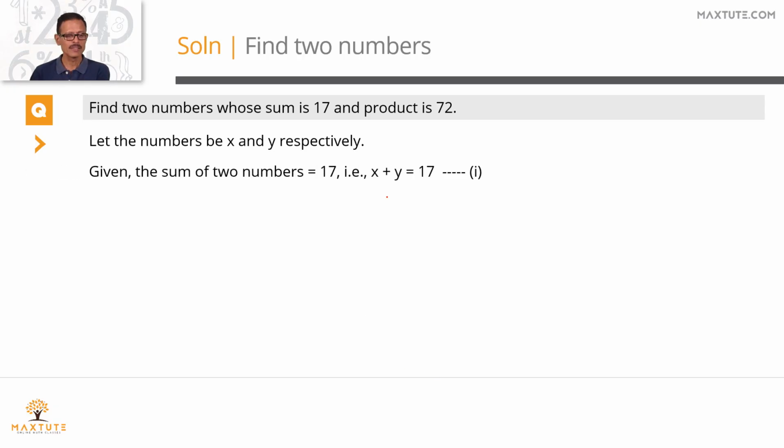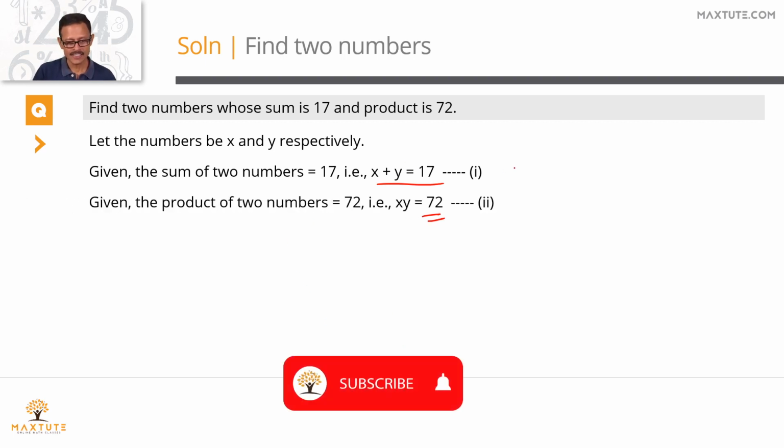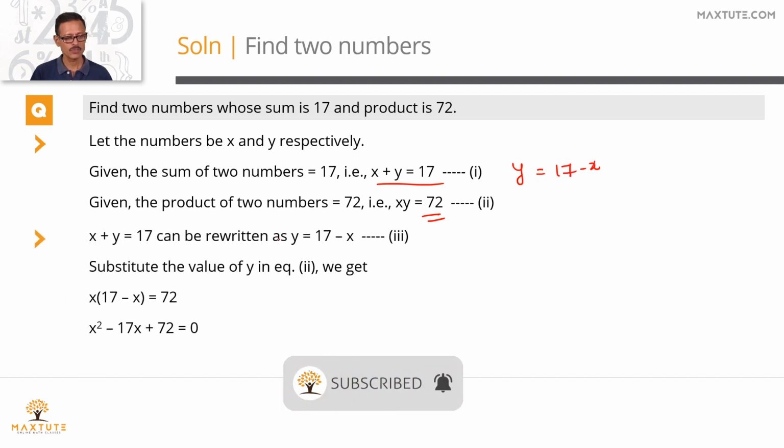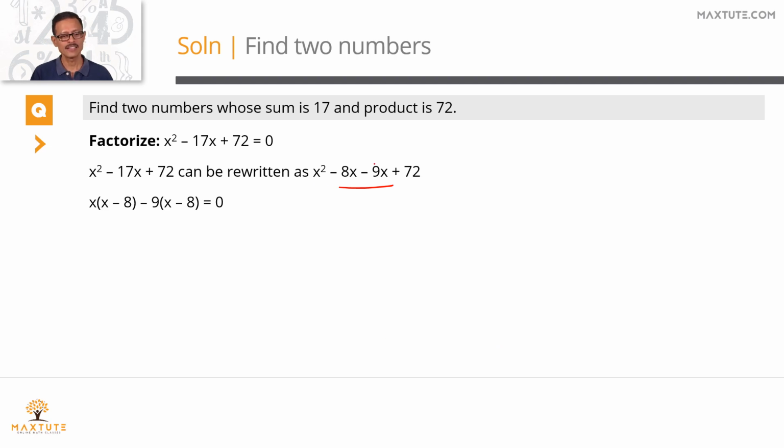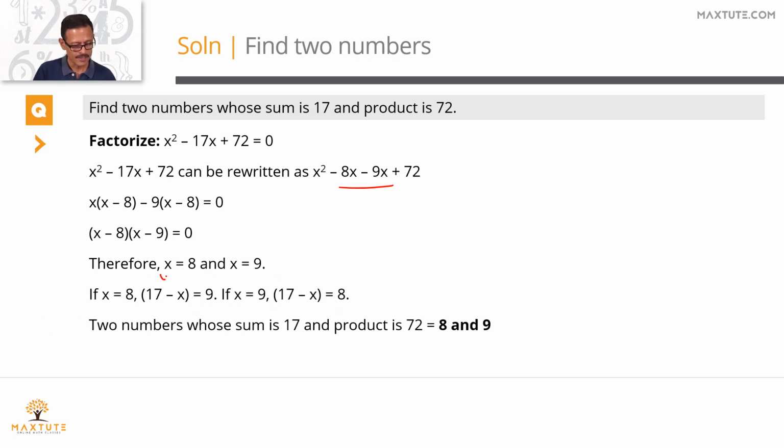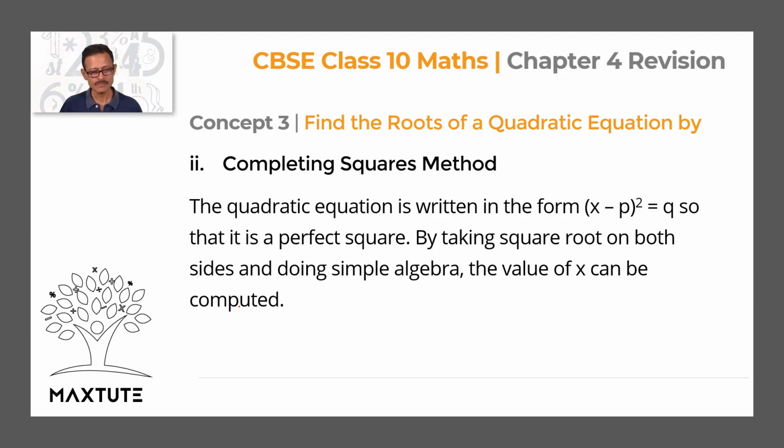Quickly run through it in a printed form. Sum of the two numbers is equal to 17. Product of the two numbers is 72. We are rewriting this equation as y is equal to 17 minus x and substituting it here. So y is equal to 17 minus x has been substituted here. We got this quadratic equation. It factorizes as minus 8x minus 9x. Sum is minus 17. Product is plus 72. So values of x are 8 and 9. If x is 8, then y is nothing but 17 minus x, which is 9. If x is 9, y is 17 minus x, which is 8. So it's 8 and 9 or 9 and 8. So the two numbers are 8, 9.